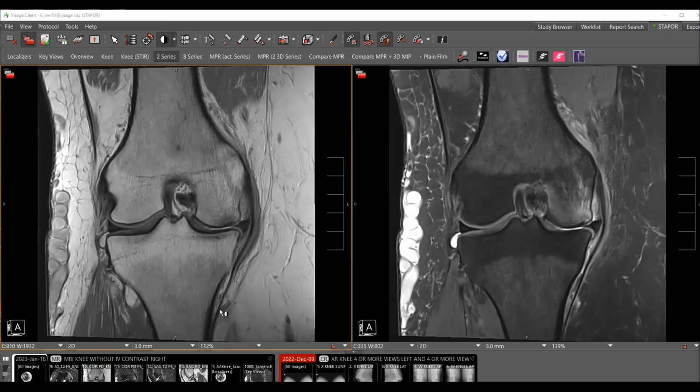So this is my last case, and I hope this lecture was helpful for you on how to describe cartilage lesions on MRI in your dictated MRI examination reports.